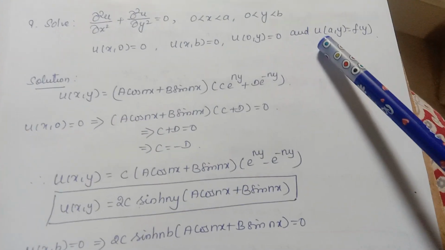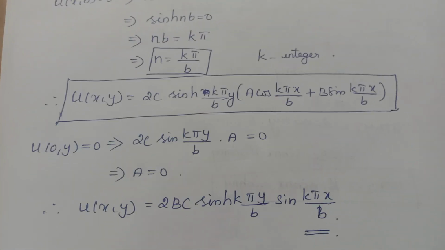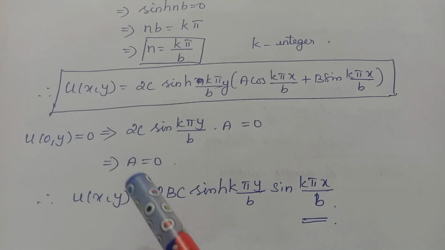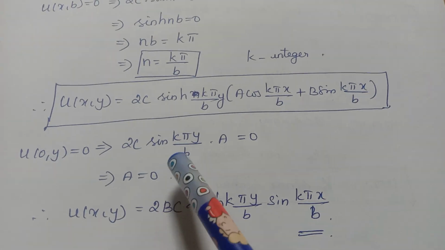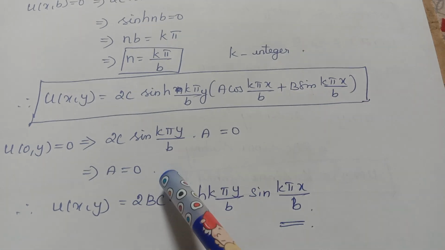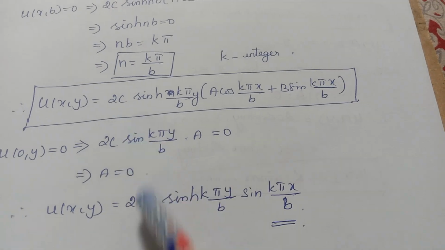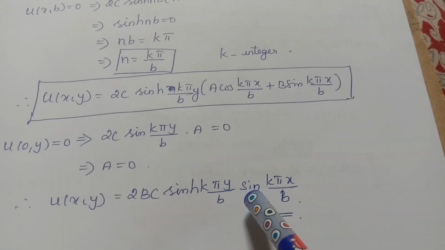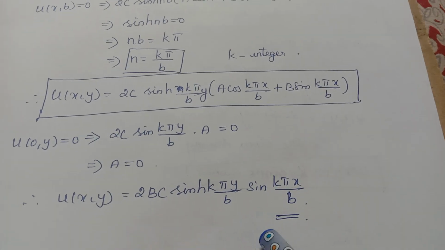Next one is u of 0 comma y equal to 0, isn't it? U of 0 comma y equal to 0. So you substitute it. What do you get? 2c sinh (k pi y by b) into a equal to 0. That implies a equal to 0. So finally what is the solution? 2bc into sinh (k pi y by b) sin (k pi x by b). So this is the solution.